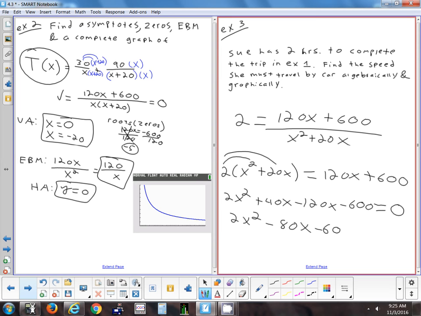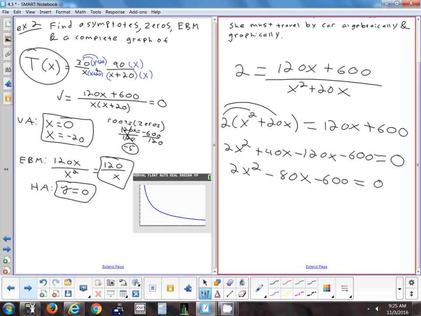Now the next step is really just to make the numbers smaller. You don't have to do what I'm about to do, but everything here is divisible by a number, and if I do that, it just makes everything smaller. So what's everything divisible by? 2. So we can write x squared minus 40x minus 300 equals 0.